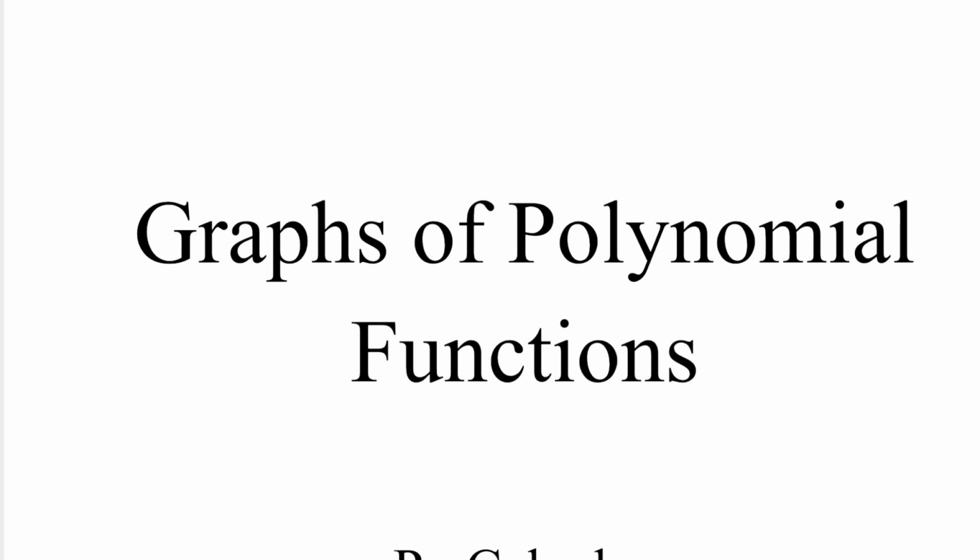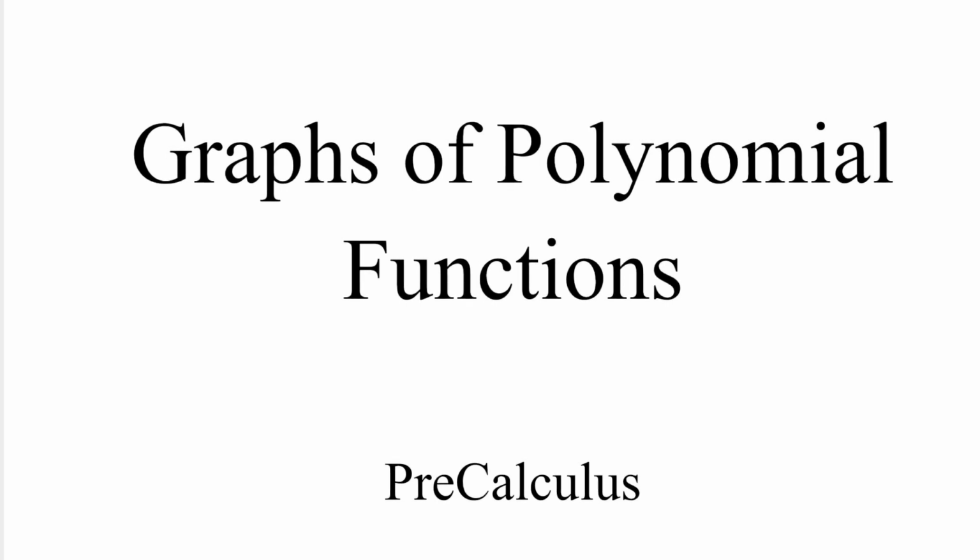p equals 3, triple zero, multiplicity 3. For higher even powers, 4, 6, 8, etc., the graph will still bounce off the horizontal axis, but the graph will appear flatter with each increasing even power as it approaches and leaves the axis. For higher odd powers, 5, 7, 9, etc., the graph will still pass through the horizontal axis, but the graph will appear flatter with each increasing odd power as it approaches and leaves the axis.